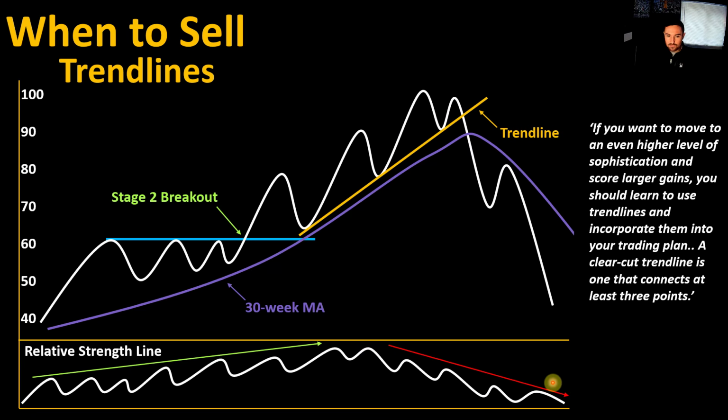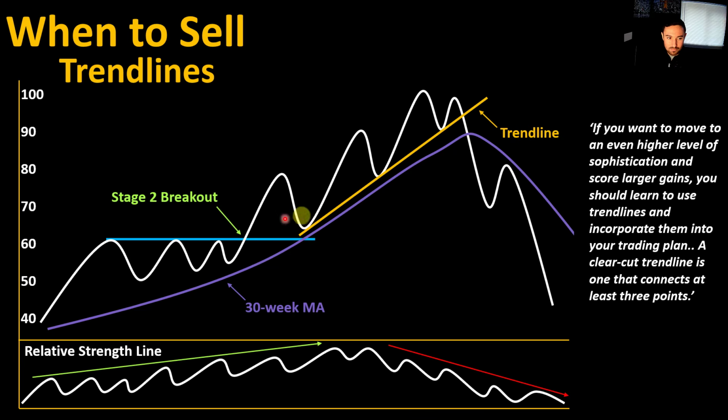So when to sell, use of trend lines. So what Stan says here, if you want to move to an even higher level of sophistication and score larger gains, you should learn to use trend lines and incorporate them into your trading plan. A clear-cut trend line is one that connects at least 3 points. So really important here for trend lines, it has to connect 3 points, okay? Any trend line can connect 2 points because you could just draw from here to here. For a trend line to be significant, 3 points.